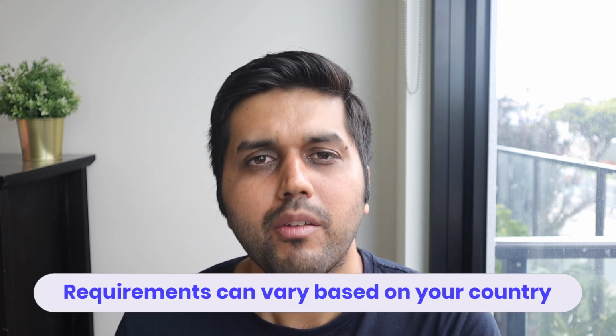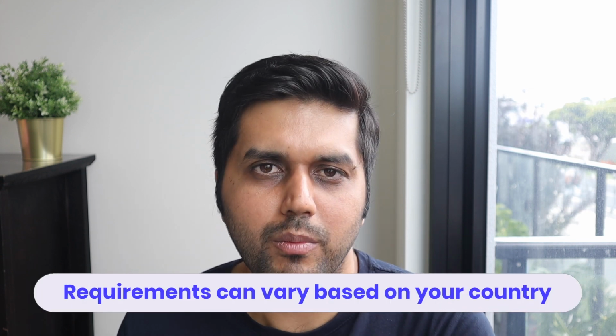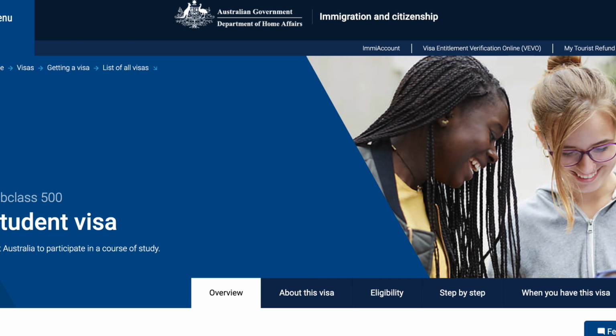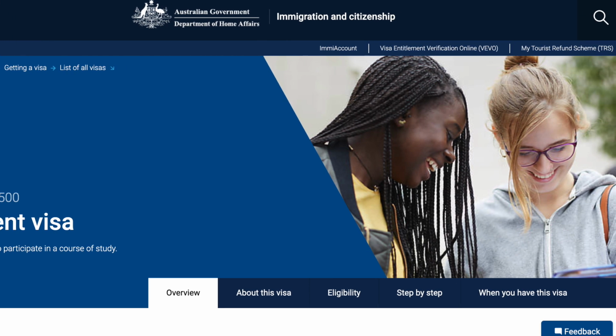Now please note that these requirements might vary based on the country you are applying from. So you may not need to meet all these requirements that I've just mentioned. But these are the most important requirements you will need to meet if you are planning to apply for a student visa for Australia. For more information on this, please check the Department of Home Affairs website, which details all the information you need to know about this visa.